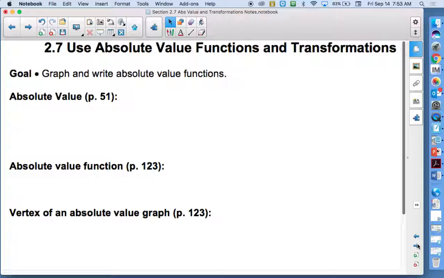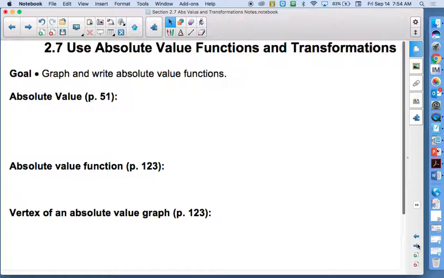So section 2.7, it should have 2 pieces to it. Make sure you found the piece that looks like this. The section that looks like this looks like it's page 23. At the top it should say absolute value and transformations. So we'll do absolute value today, transformations on Monday. And then we'll kind of talk about piecewise functions. So a lot of stuff in this one little section here.